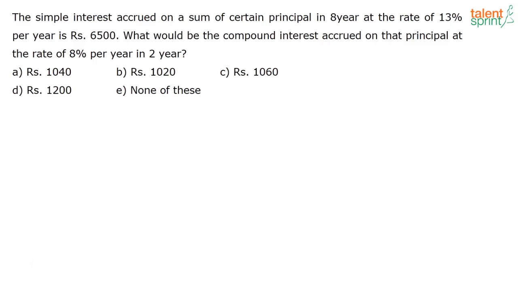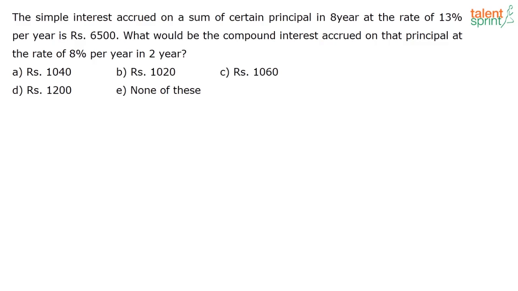The simple interest accrued on a sum of certain principal in 8 years at the rate of 13% per year is rupees 6,500. What would be the compound interest accrued on that principal at the rate of 8% per year in 2 years? So, solve this and give me the answer.